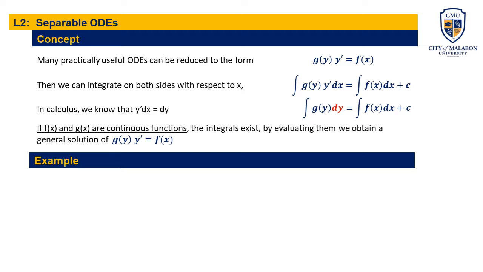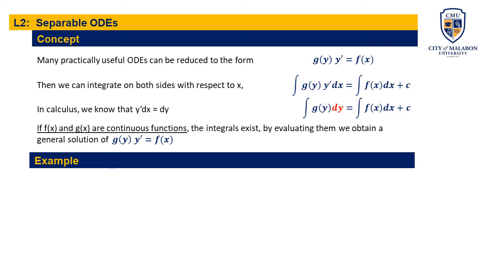In concept, many practically useful ODEs can be reduced into the form as shown. So we have g of y, or a function of y, multiplied by its first derivative, y prime, is equal to a function of x, f of x. Okay? So it says that many practically useful ODEs can be reduced to this particular form.